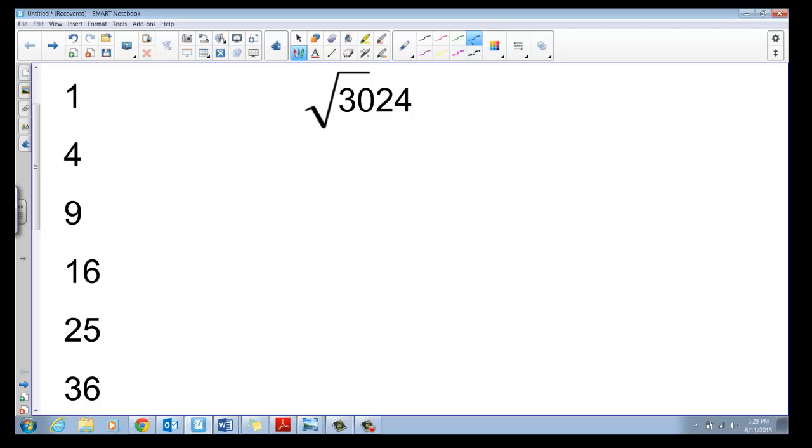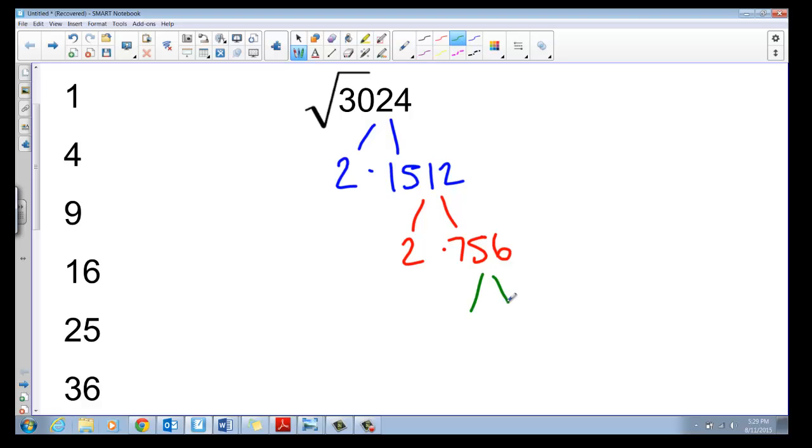All right, so say we didn't want to test out all of our perfect squares. Say you just want to work with 2, because this is an even number. It ends in 4, so I know it can be divisible by 2. So on my calculator, I'm going to divide by 2, and I got 2 times 1,512. All right, then I'm going to take 1,512, divide it by 2. So now I'm at 2 and 756. All right, now I'm going to divide 756 by 2, and I got 378.